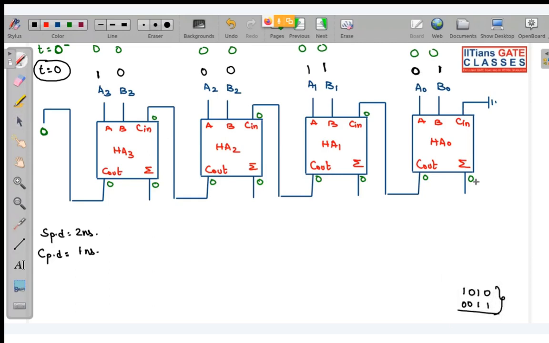Sum will be generated after 2 nanosecond. And what will be that sum? It will be 1, and this will be generated at 2 nanosecond. But what about the carry?